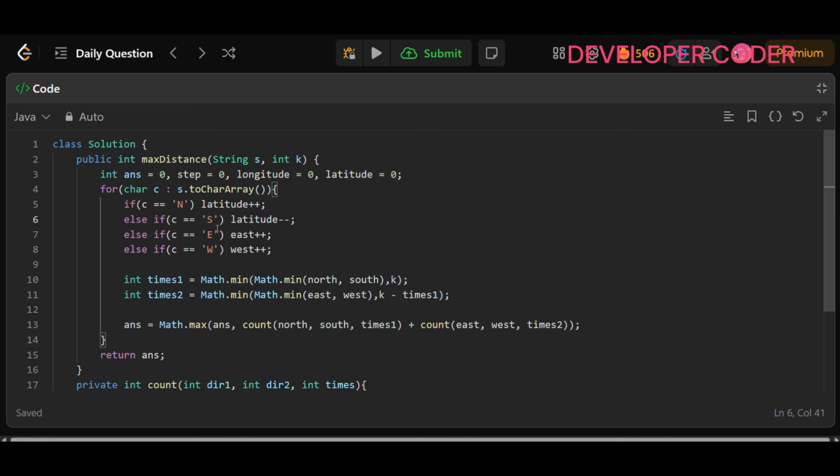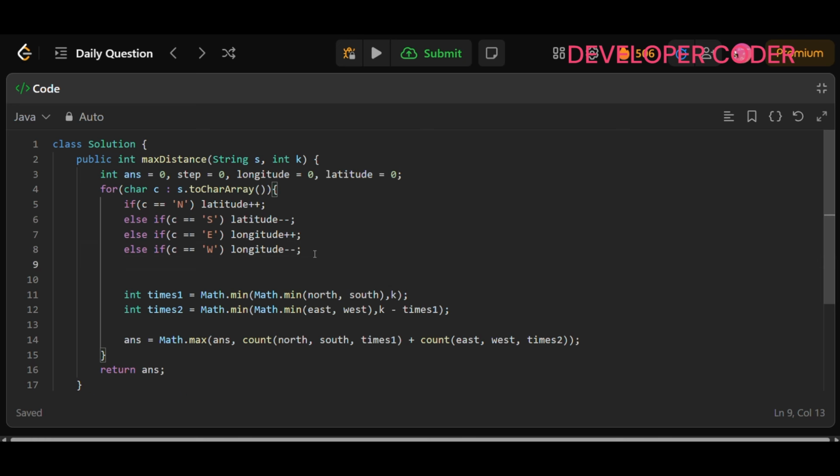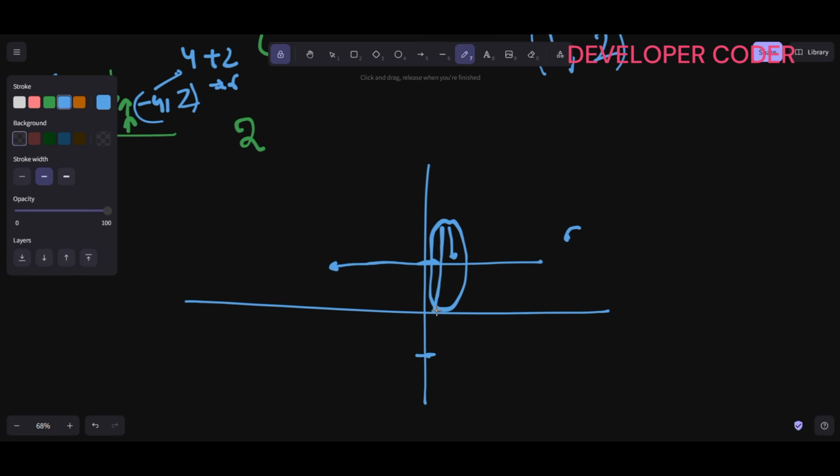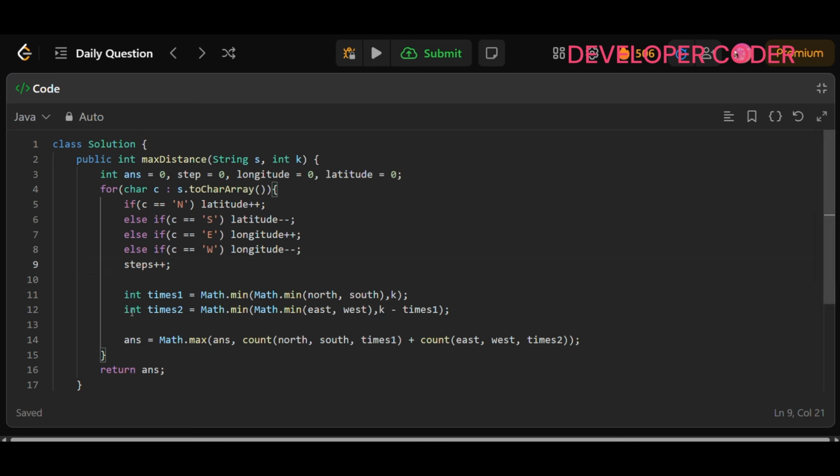And if you are moving to the east, you can simply say that longitude is increasing. Longitude plus plus. And if you are moving to the west, you can say your longitude is decreasing, so longitude minus minus. Done, right? And here you are going to take steps every time, so steps plus plus. Moving one character, move to one direction, you are taking one step, right? Every time you move up here one step, up here one step, come down then next step. So you're moving steps.